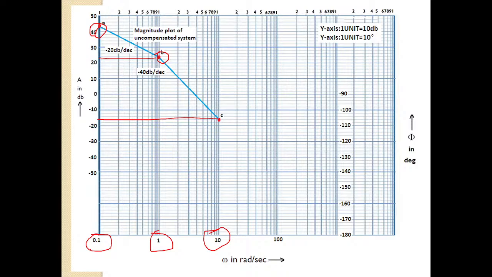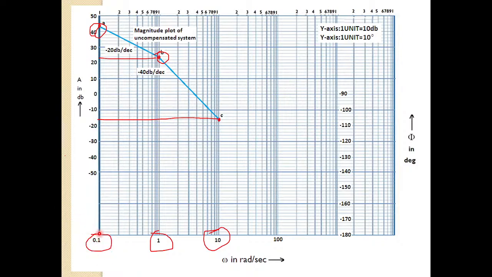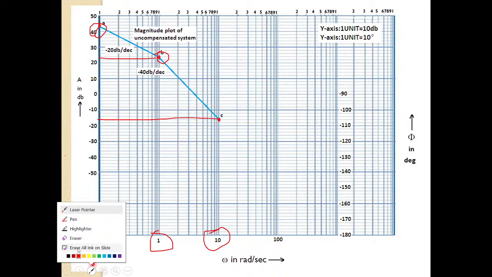Okay, so for omega equal to 0.1, this is 44 decibels. For omega equal to 1, this is 24 decibels. For omega equal to 10, this is minus 16 decibels. This is my magnitude plot. Draw it quickly.